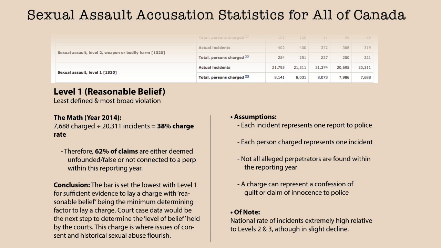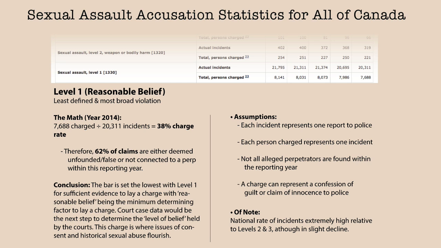The conclusion here is that the bar is set the lowest with level 1 for sufficient evidence to lay a charge, with reasonable belief being the minimum determining factor to lay a charge. Court case data would be the next step to determine the level of belief held by the courts. This charge is where issues of consent and historical sexual abuse flourish. The assumptions here, again, are all the same as the previous slides. And of note, the national rate of incidents are extremely high relative to levels 2 and 3, although this rate is in slight decline, as you can see from previous years.